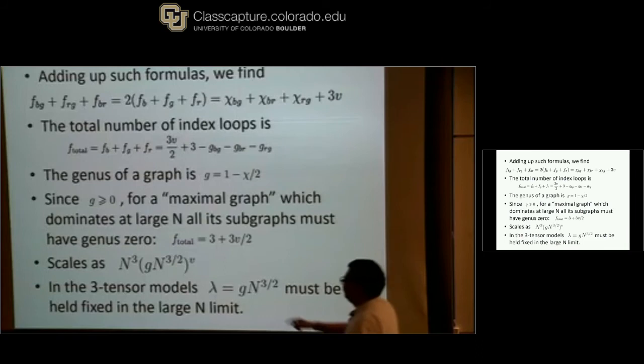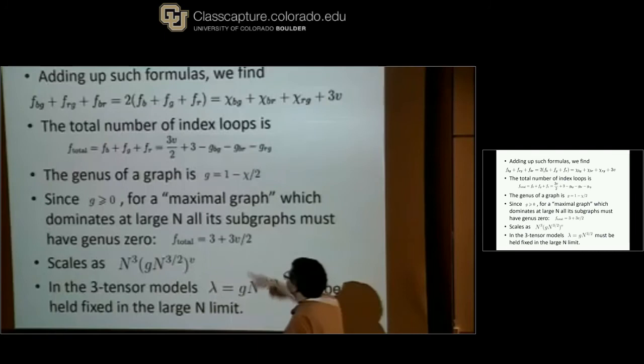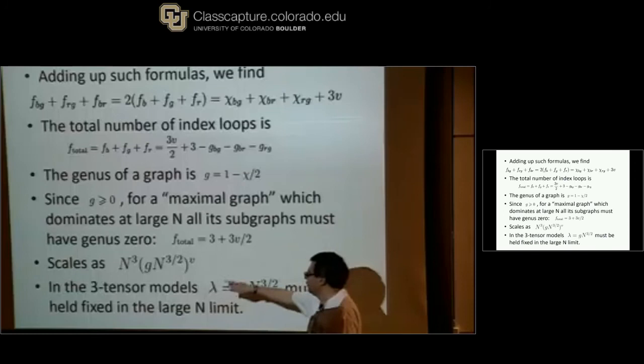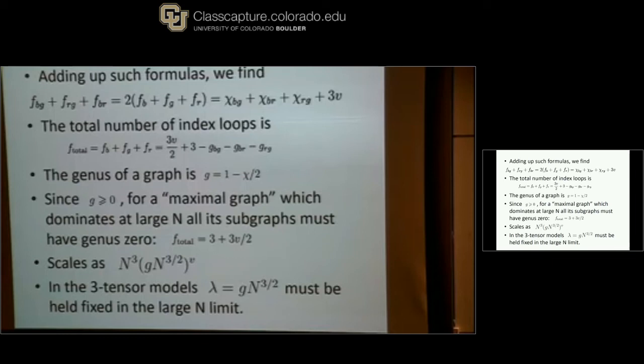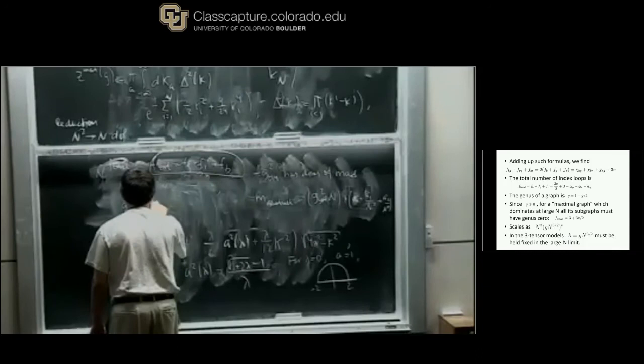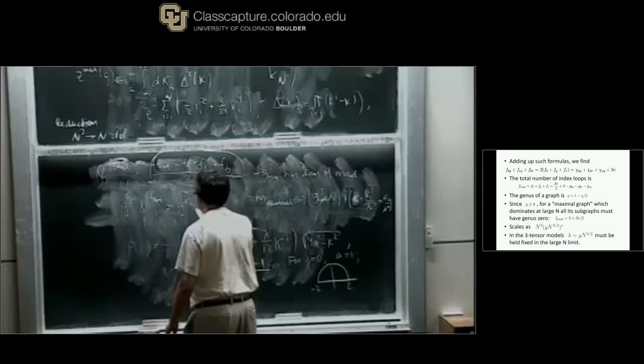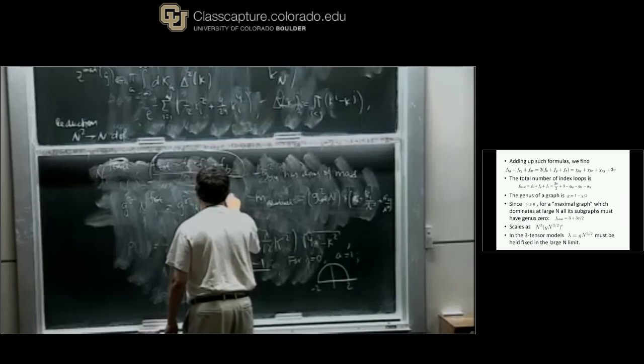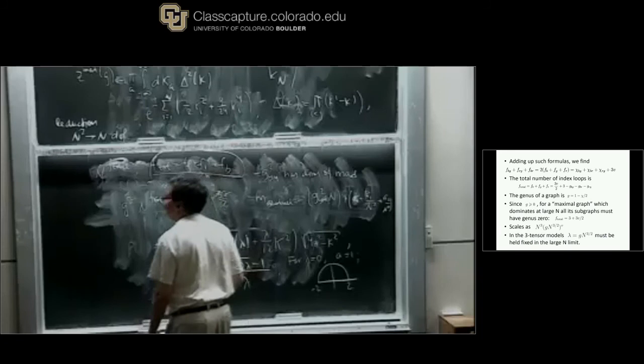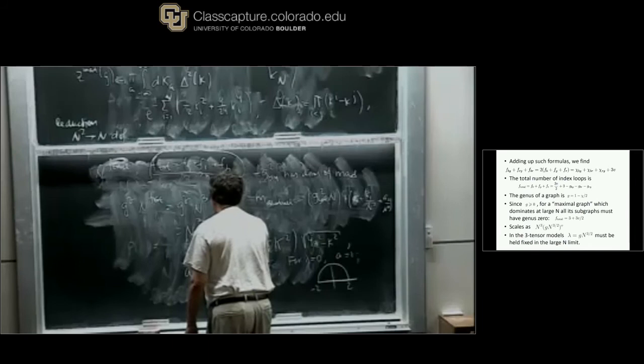So the maximum power, therefore, is exactly n cubed times g n to the 3 halves to the power v. You see where this comes from, right? The weight of the graph will be g to the v times n to the F total. Assuming that F total is maximal, it will be n to the 3 plus 3v over 2. This is exactly n cubed times g n to the 3 halves to the power v.